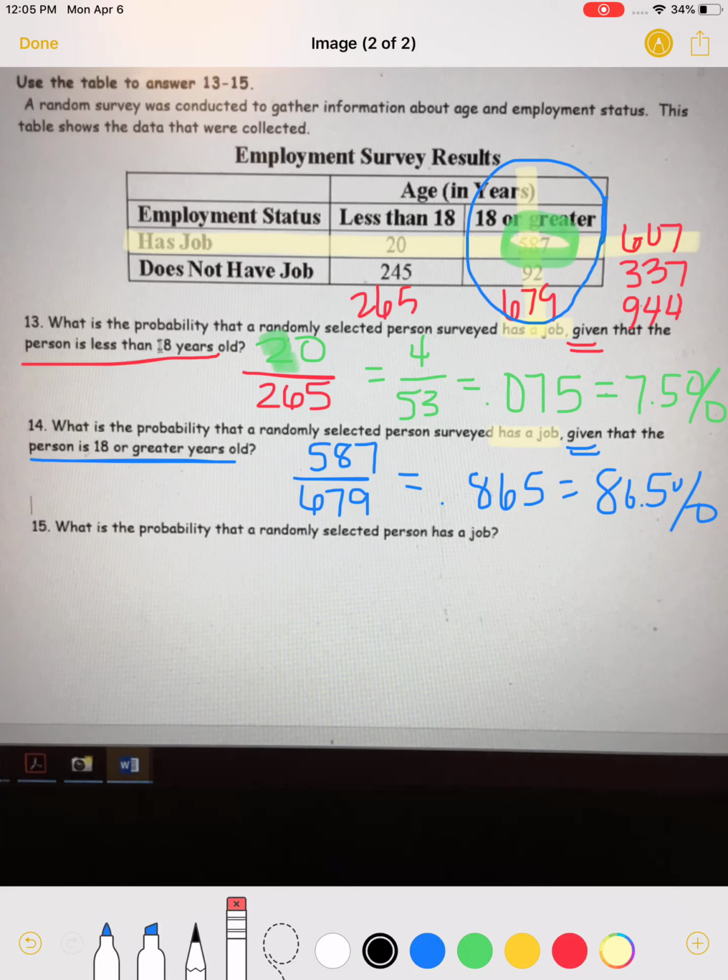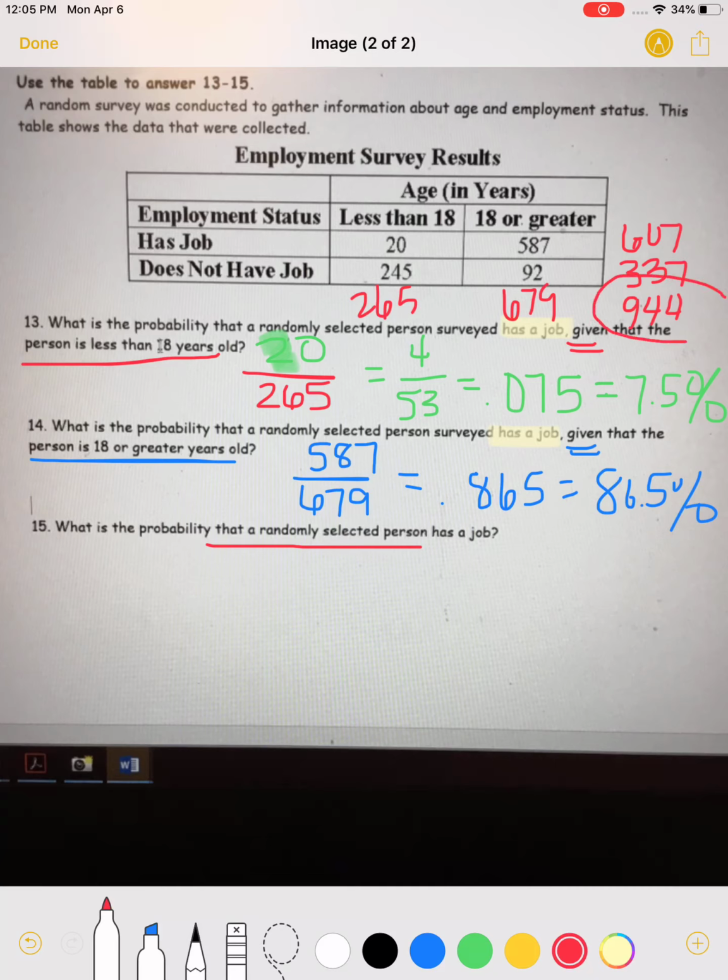15. Let's erase these marks. Okay, what is the probability that a randomly selected person has a job? So what is the probability that any randomly selected person who took that survey has a job? So our sample is everyone who took the survey, all 944 of them. So out of those 944, how many of those people said, yes, I have a job?